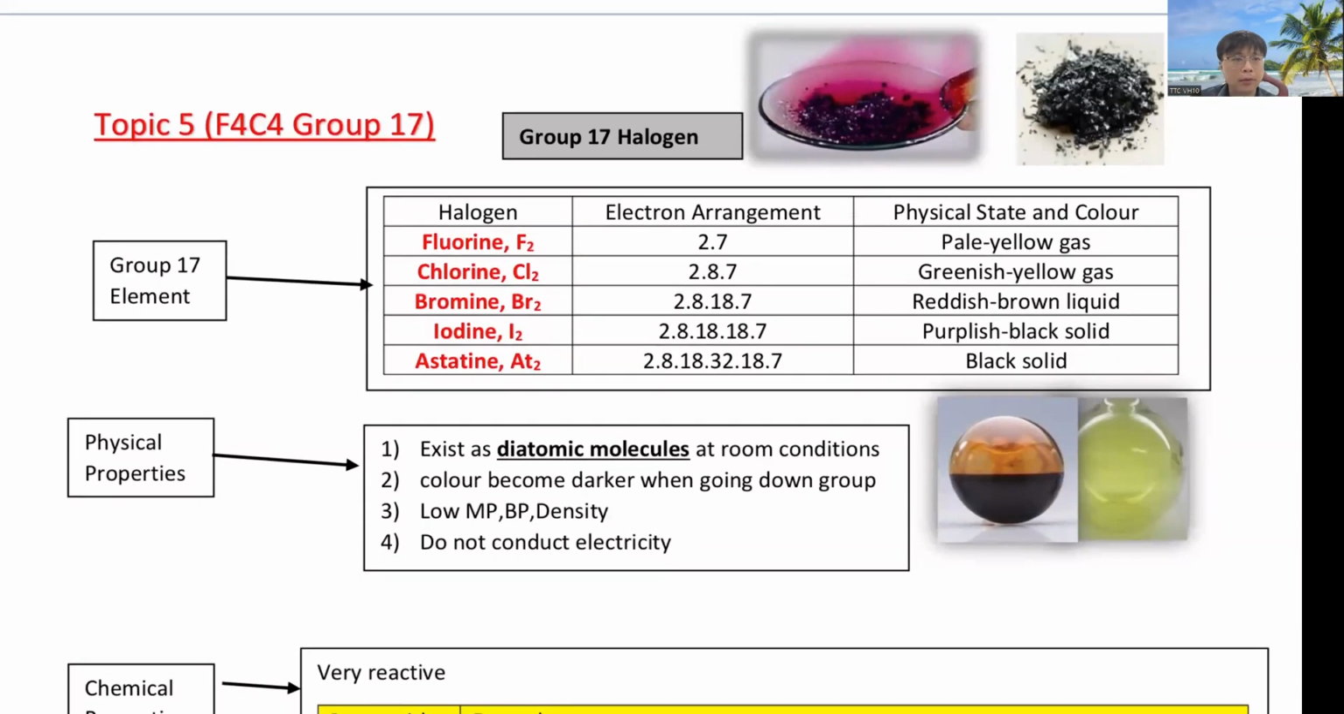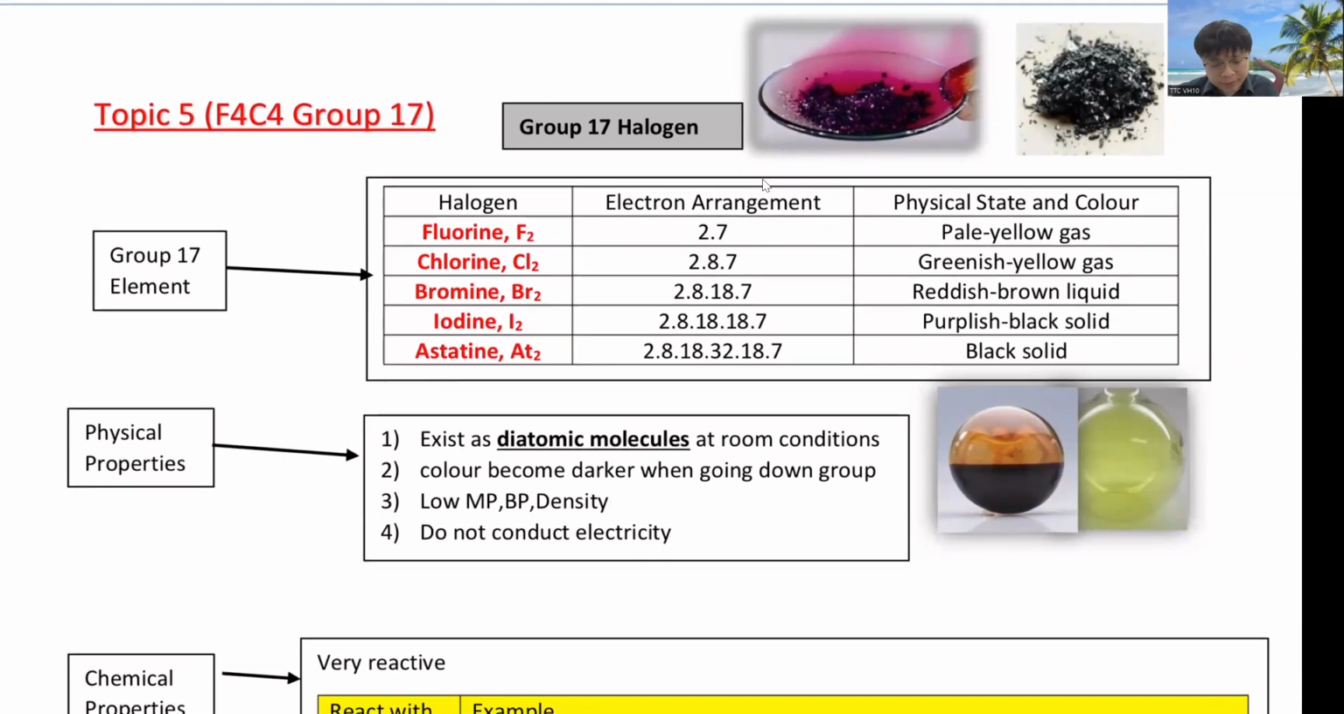Okay, so we start with topic 5. Group 17, we call them halogens. We have fluorine, chlorine, bromine, iodine, and astatine. You need to know these three: chlorine is a greenish yellow gas, bromine is a reddish brown liquid, and iodine is a purplish black solid.